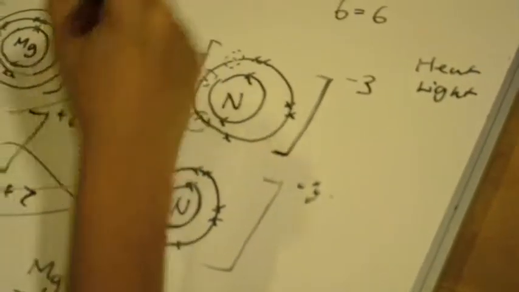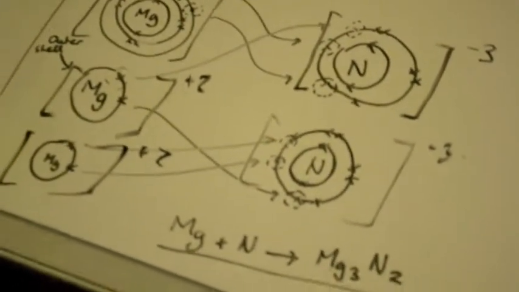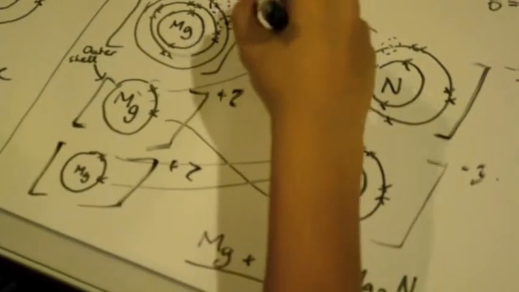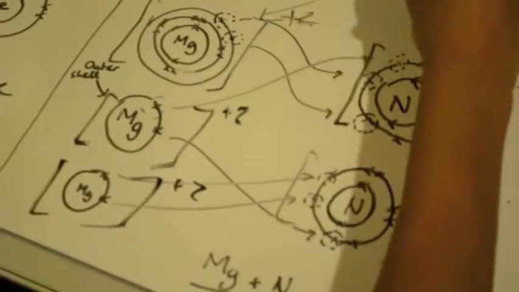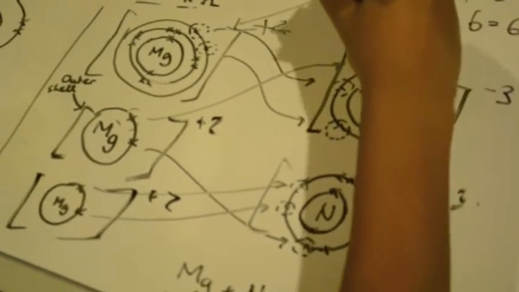Now, what do you call a positive ion? An ion is an atom which either has a negative or positive charge attached to it. So a positive ion would be called a cation, and a negative ion would be called an anion.